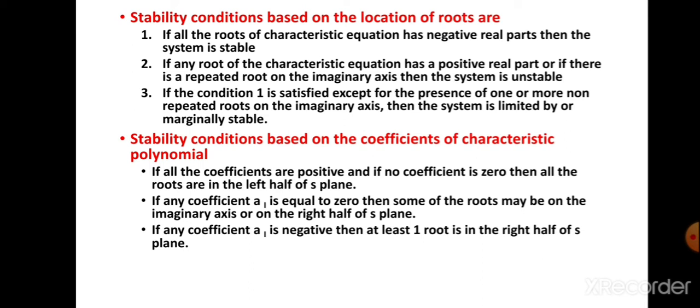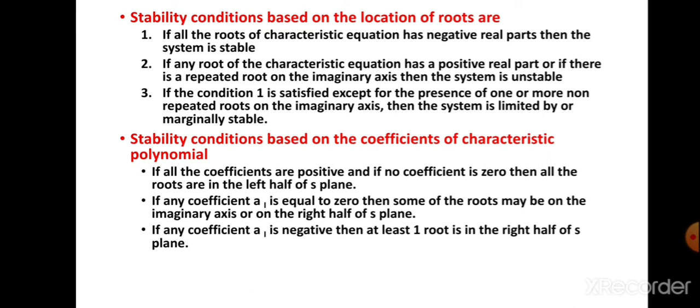And if any root of the characteristic equation has a positive real part, or if there is a repeated root on the imaginary axis, then the system is unstable. So if the roots such as p1, p2, p3 etc. have a positive real part, or have repeated roots on the imaginary axis, then the system is said to be unstable.